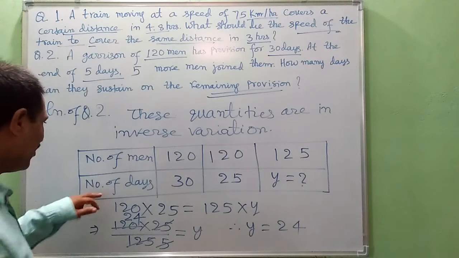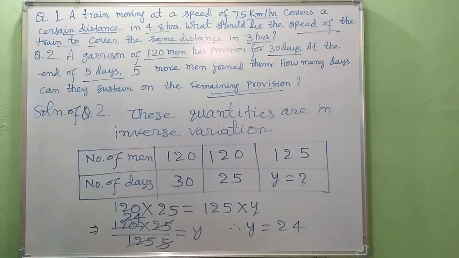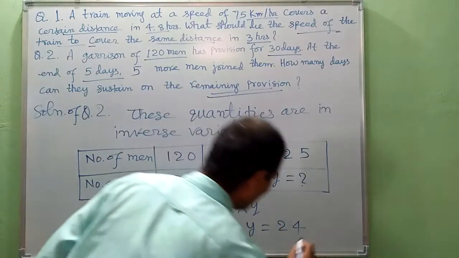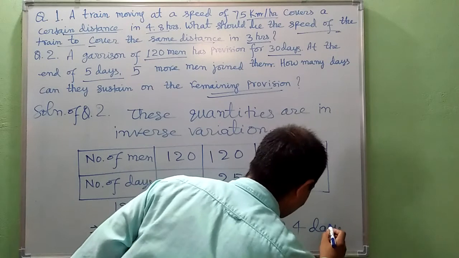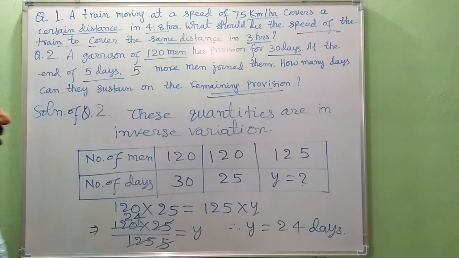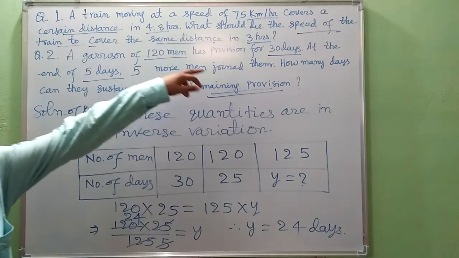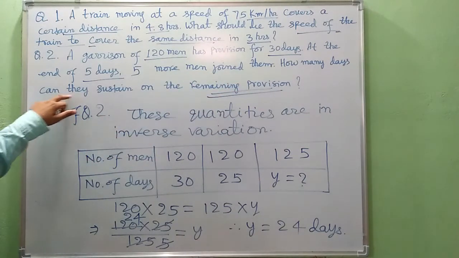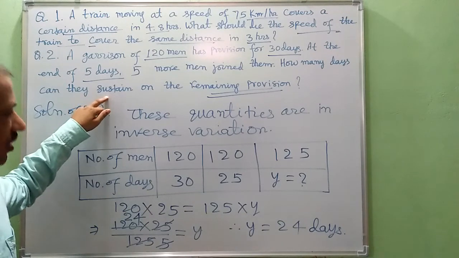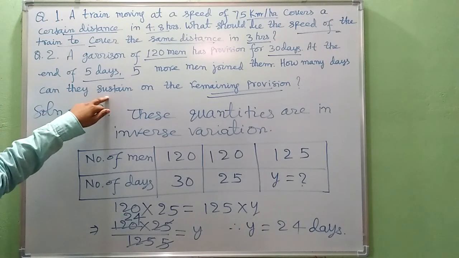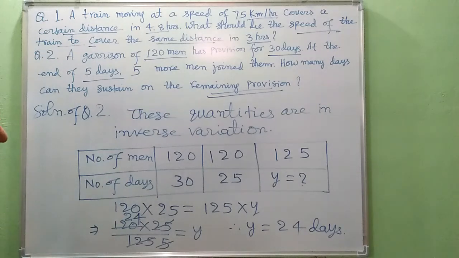And y is the number of days. So, the provision will be sufficient for 24 days. This is the required number of days. Then how many days can they sustain? That number of days will be 24. They sustain 24 days on the remaining provision.